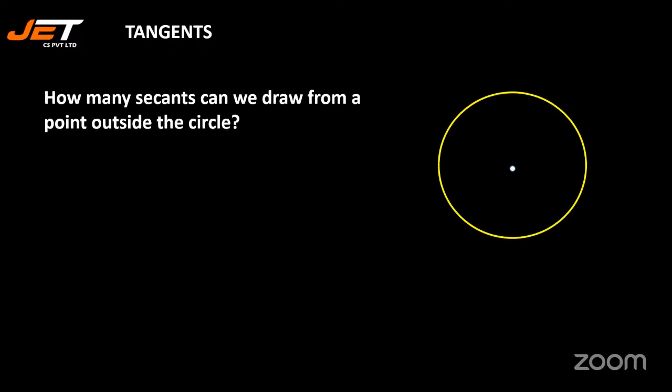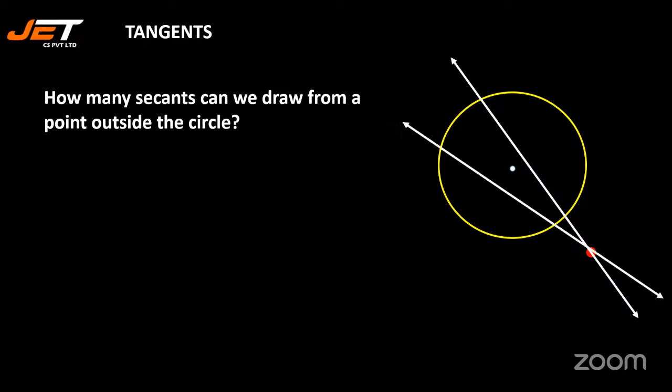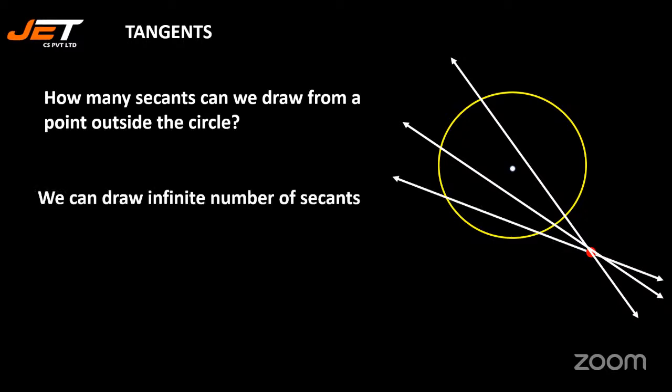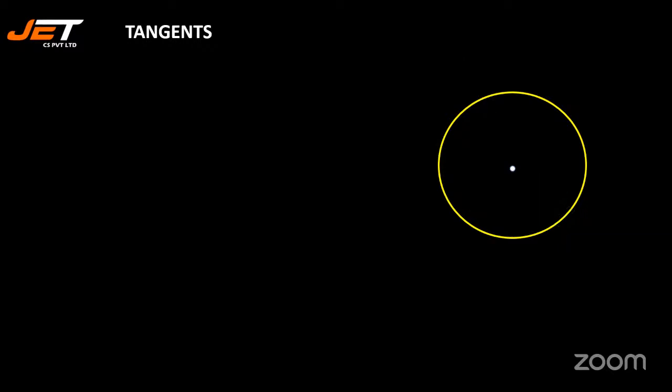All right. Now, how many secants can we draw from a point outside the circle? Just quickly look at the question again. Here we are drawing one line, another one. How many secants? Secants means lines which touch the circle at 2 points. So we can draw an infinite number of secants.